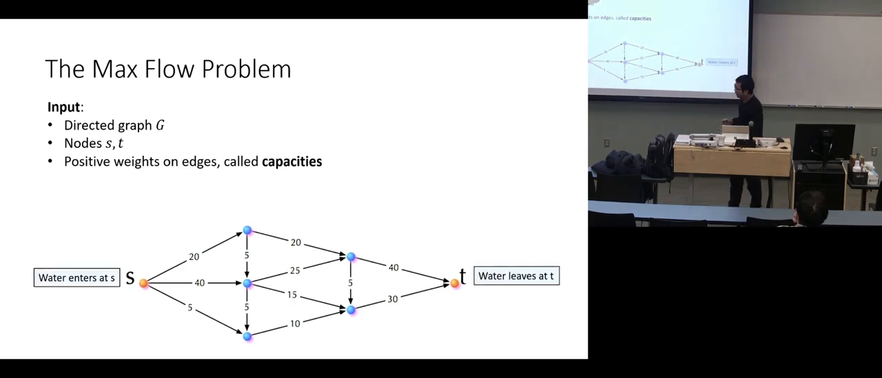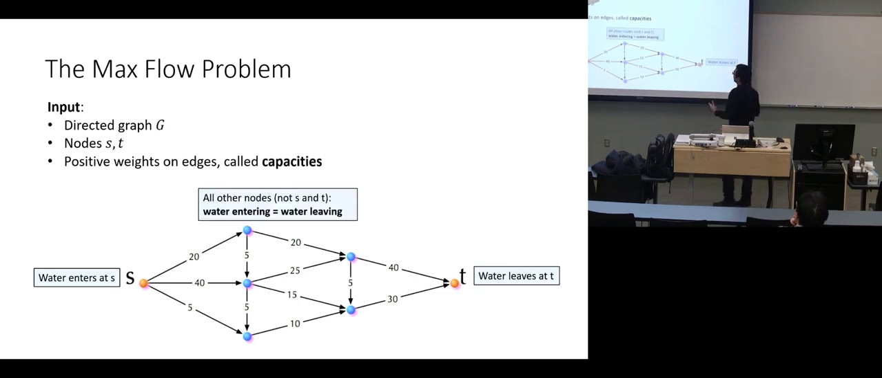And the goal, intuitively, is that you want to send a lot of water. The water can enter this network at the node S, the source, and you want to send the water to T, the sink. So water can enter at S and leave at T. And for every other node, you need to have flow conservation. That is, the water entering a node which is not S or T must be the same as the water leaving it.